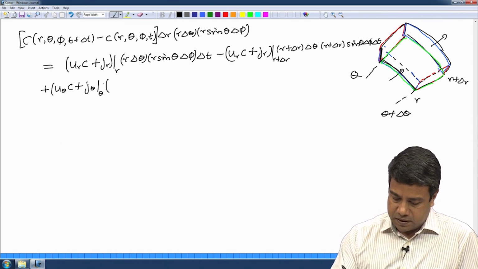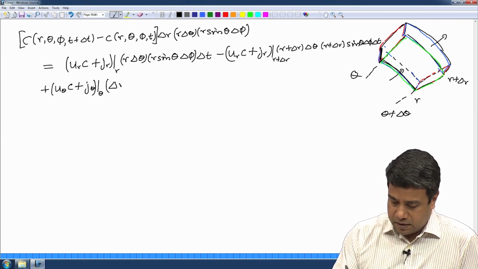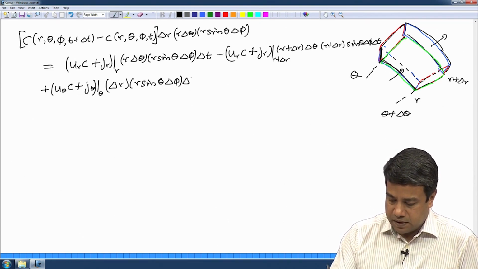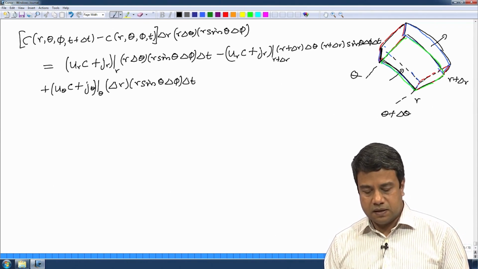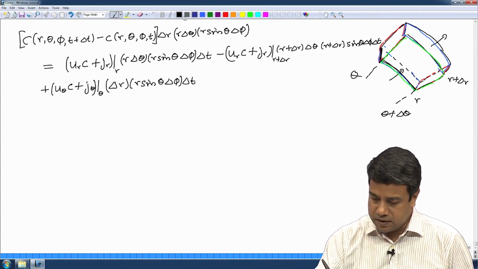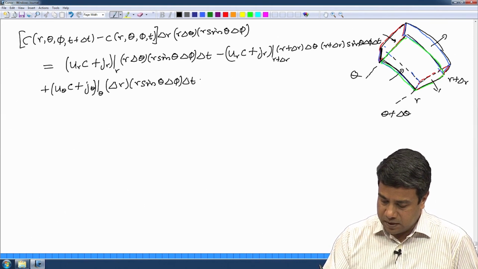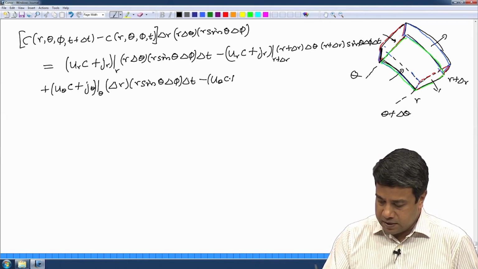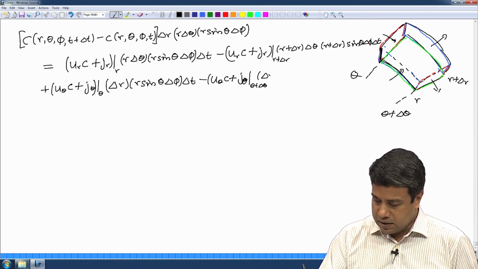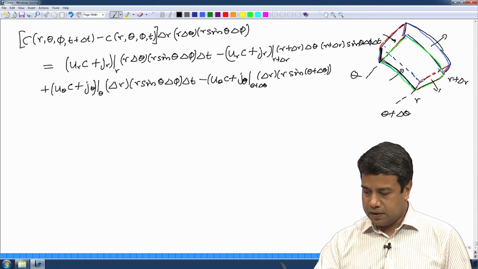What are the surfaces that are perpendicular to the theta direction? The surface area is delta r times r sin theta delta phi, times delta t. So, that is the flux times the surface area. And what is going out at the surface at theta plus delta theta? The flux out at the location theta plus delta theta is going to be equal to minus u theta c plus j theta at theta plus delta theta into delta r into r sin theta delta phi, into delta t.